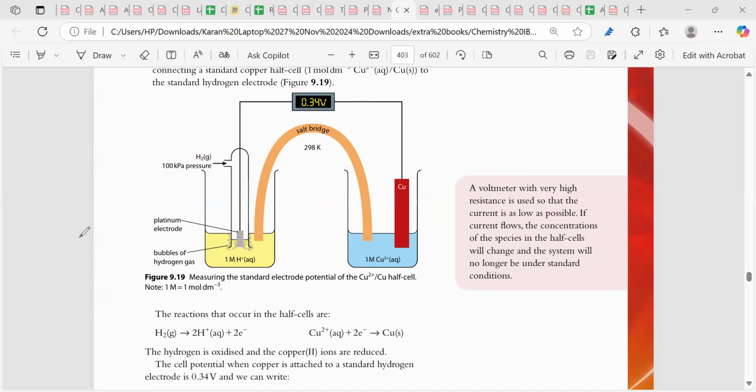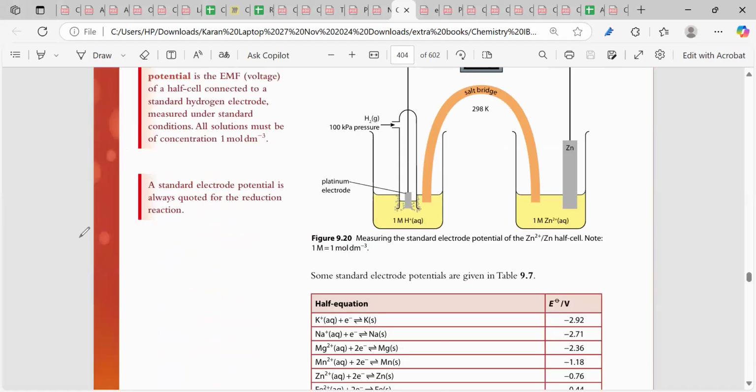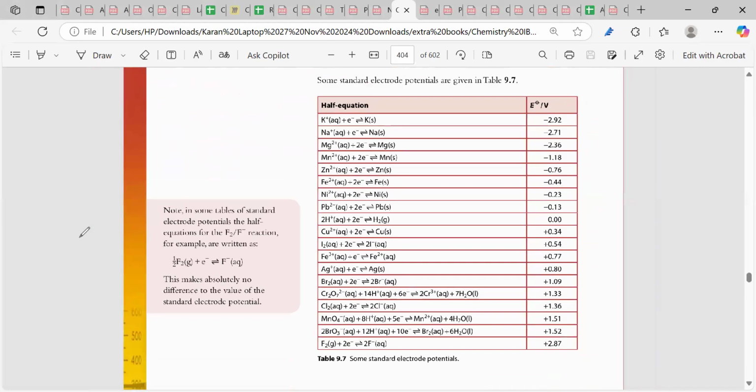Now coming to this part, we have to understand that whenever we are doing this, we are putting all the half cells one by one over here, and we are noting down the cell potential. That is the electrode potential. Is it clear?